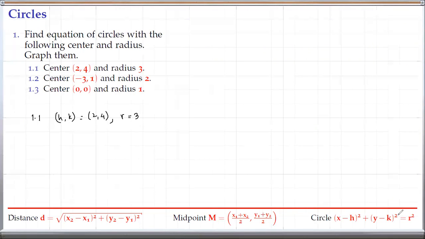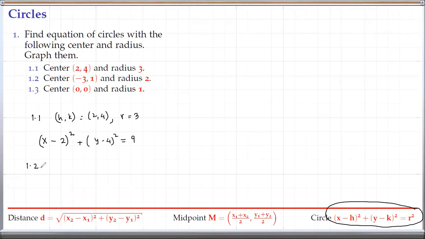So now we can use this equation here. Since we know h, k, and r, we just plug in the values to get the equation. So we have (x minus 2) squared plus (y minus 4) squared equals r squared. R is 3, so it equals 9 because 3 squared is 9. So this is the equation for the first circle.